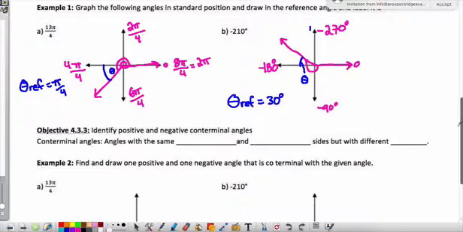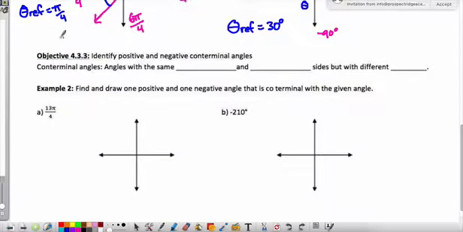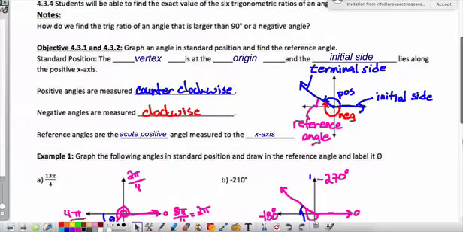All right. So now for objective 4.3, number 3, identify positive and negative coterminal angles. So what is a coterminal angle? These are angles with the same initial side and the same terminal side, but they have different measures. So let me show you what I mean by that.